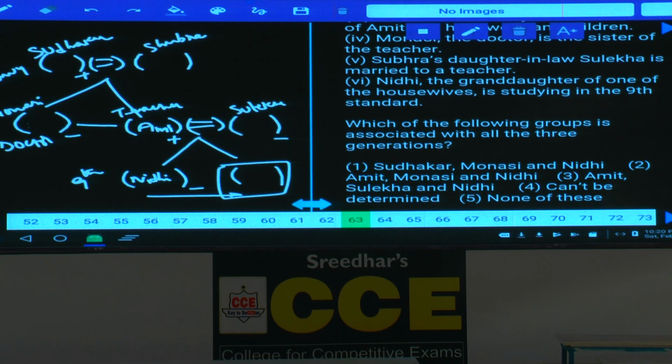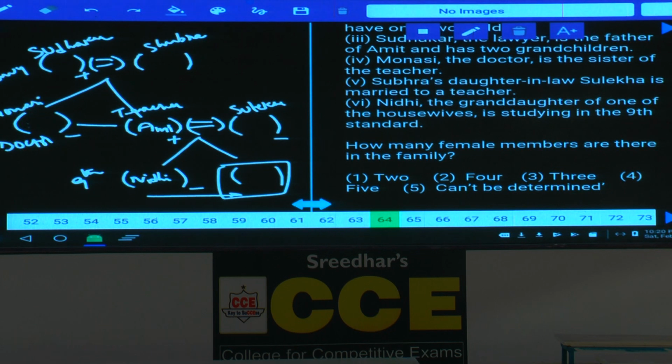Then question number 63. Which of the following groups is associated with all the 3 generations? Now we need to find out these 3 persons belong to 3 different generations. Sudhakar belongs to the 1st generation, Monasi the 2nd generation, and Nidhi the 3rd generation, isn't it? Hence, what is your answer here? Choice 1 is the answer.